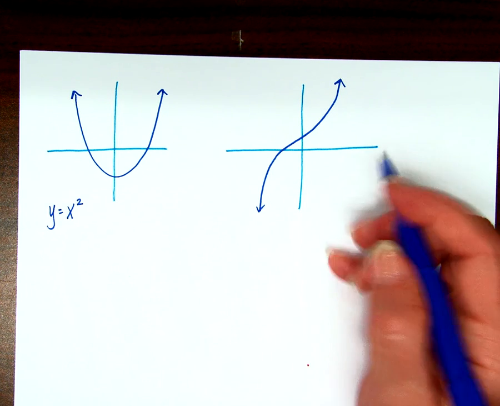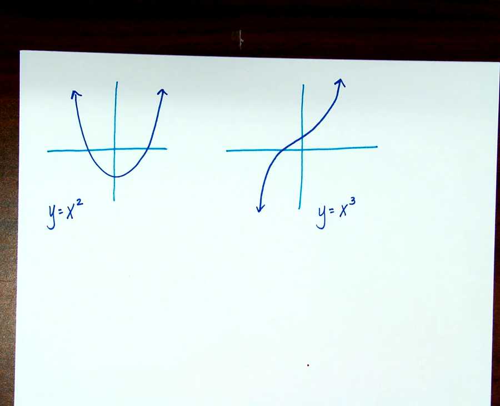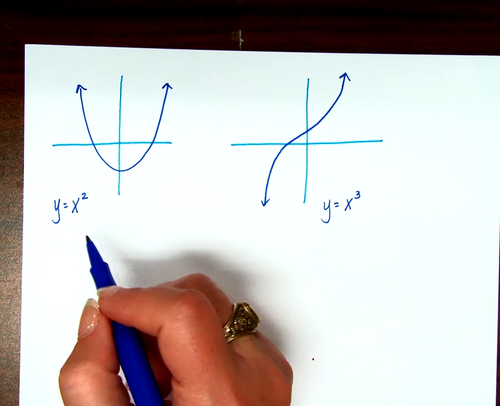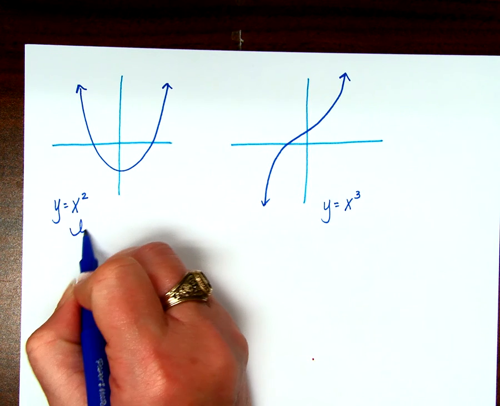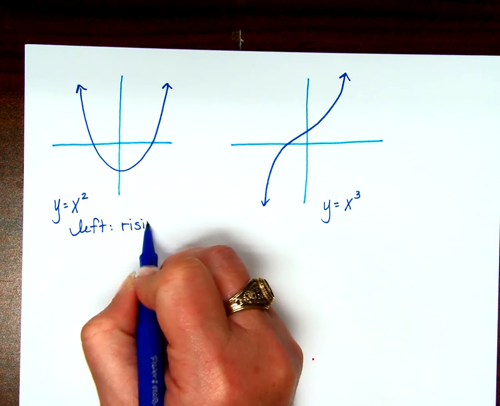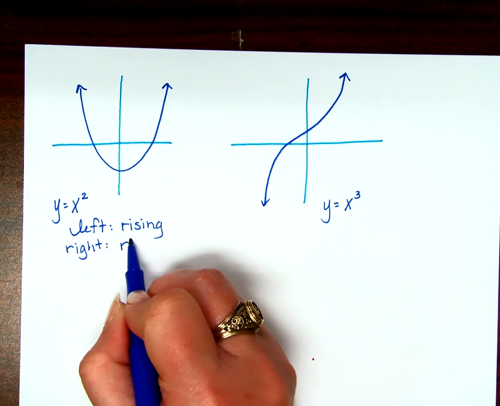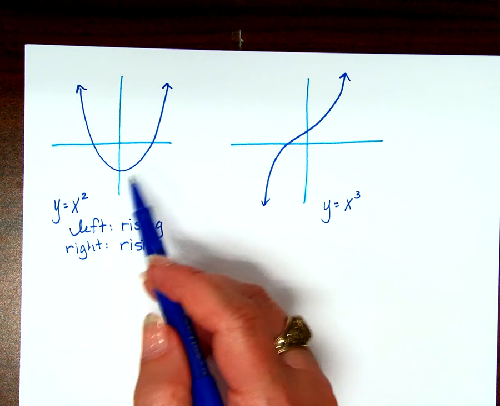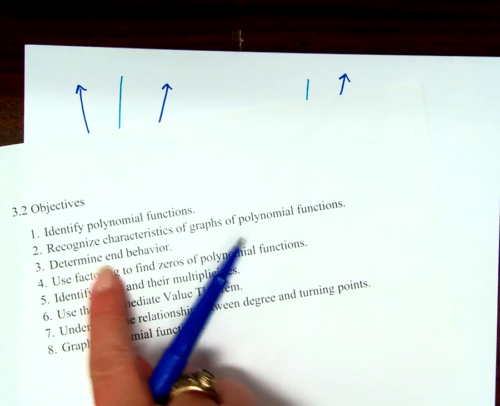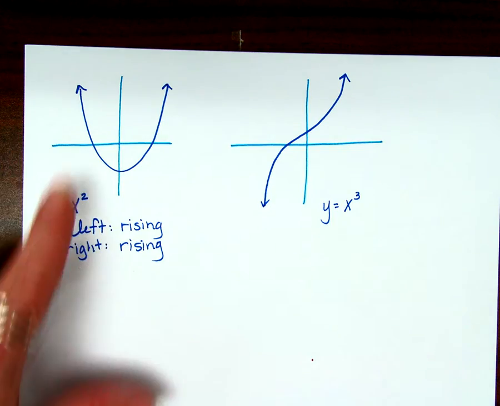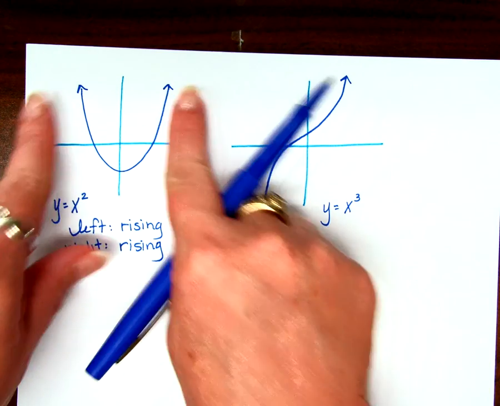What's the parent function of this one? Okay? Notice for me, please, what is happening on the left side of this parabola? It's going up. So what we normally say is on the left, it's rising. What's happening on the right? Rising. I mean, what's happening in the middle? Do we care? We don't care, right? Well, because what are we talking about? Just the end behavior. What's happening at the very ends? We don't care about what's happening in the middle. It could go wherever it wanted to, right? We only care about the ends.